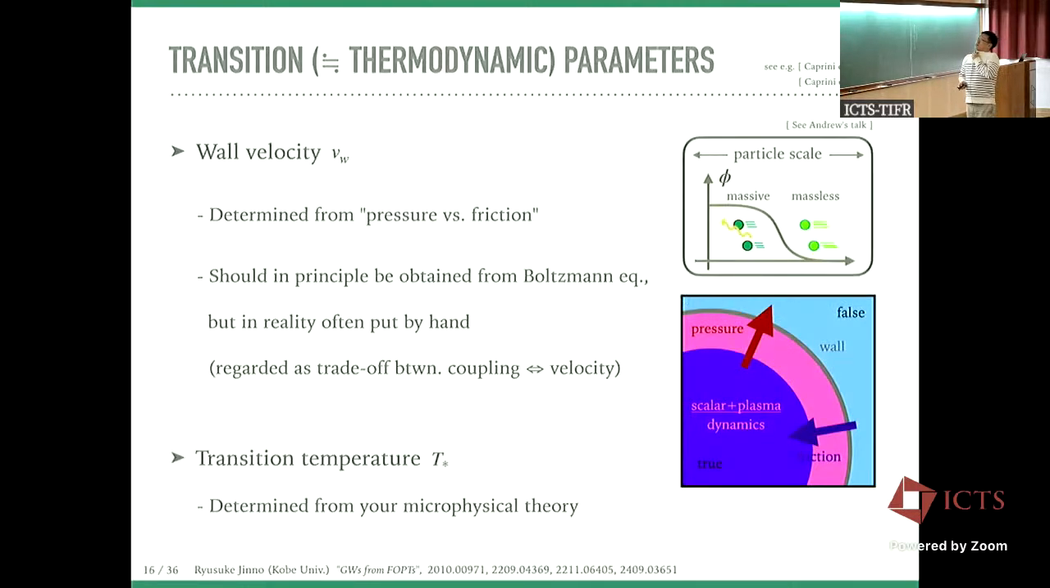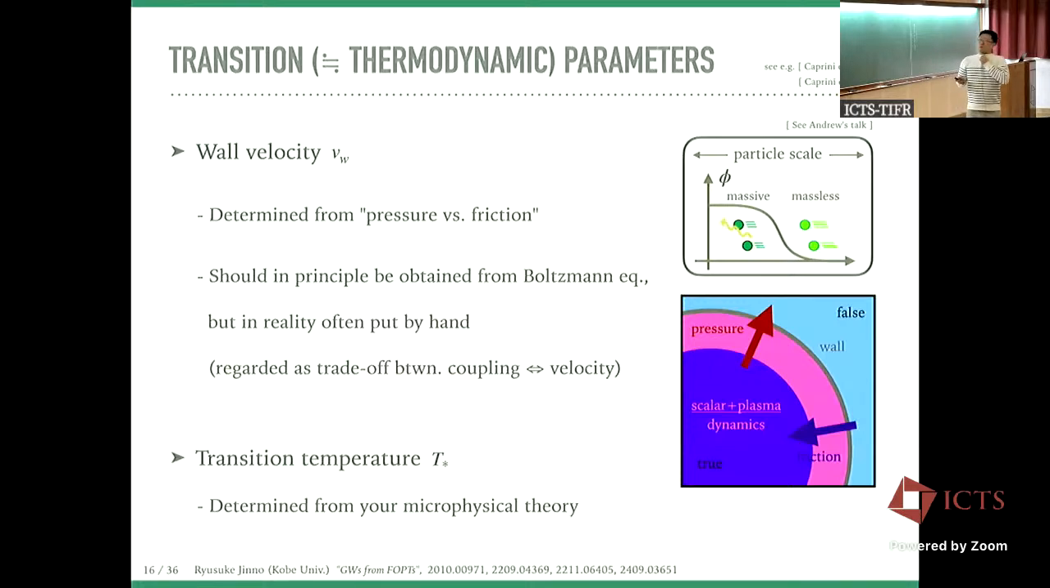And the other 2 quantities are roll velocity and transition temperature. And okay, I have more time than I expected, so I will explain this. So wall velocity is determined from the balance between pressure and friction. If you zoom in around the wall, what happens is the massless particles impinging onto the wall get massive, or they may emit some gauge bosons or other particles. And this process causes friction to the wall.